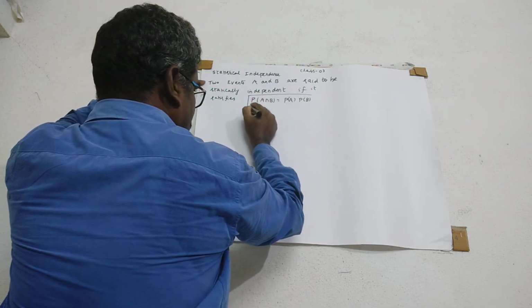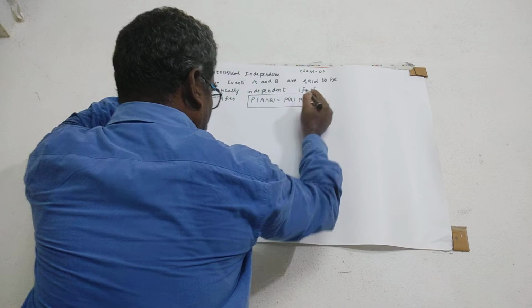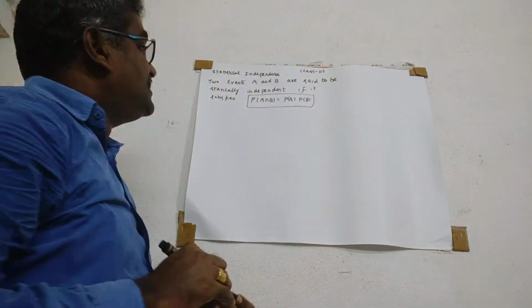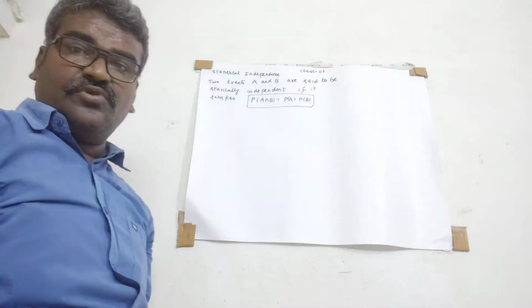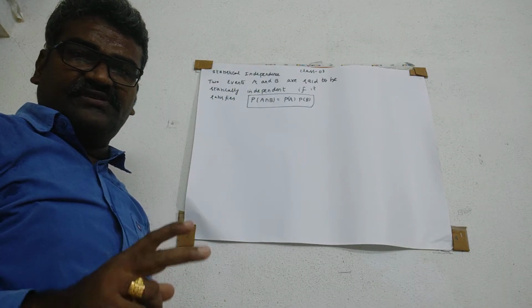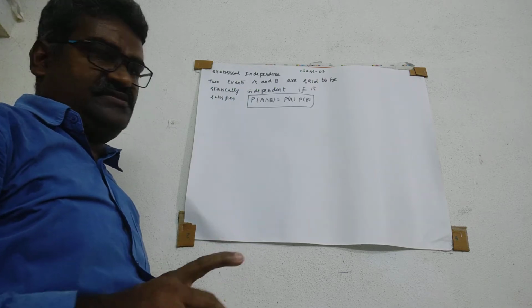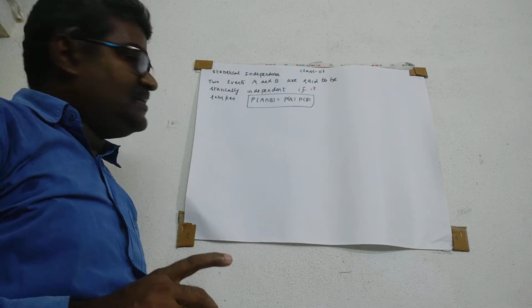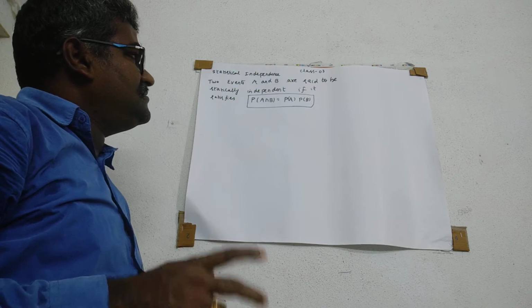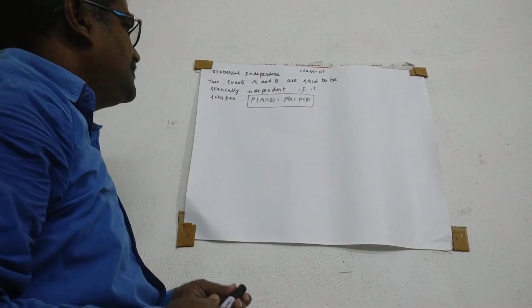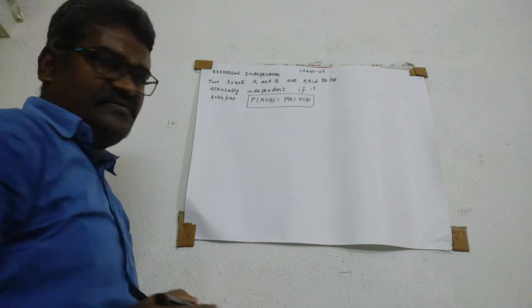From the application point of view, it is very important. Here, that equation means the probability of joint occurrence of two events that are statistically independent in nature is equal to the product of their individual probabilities. That's it.